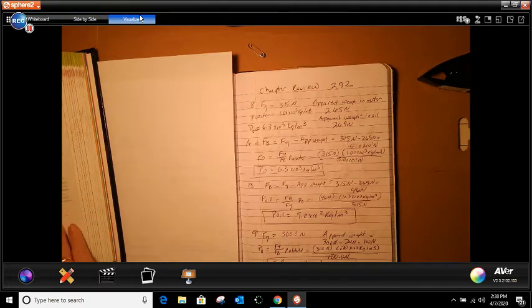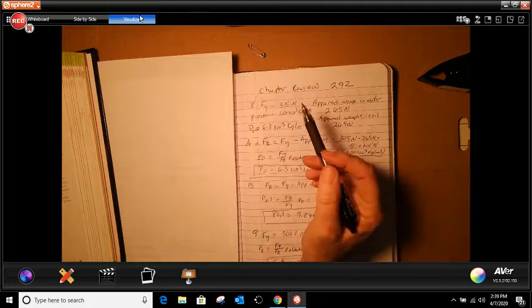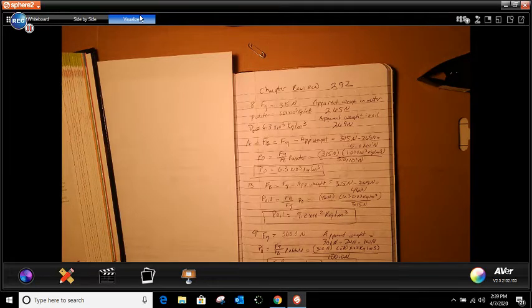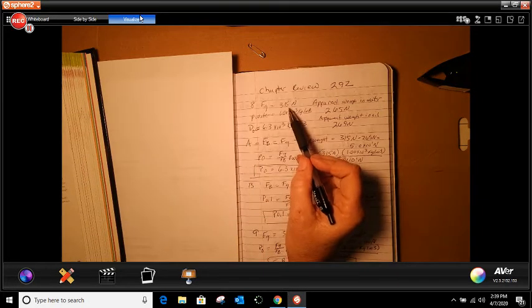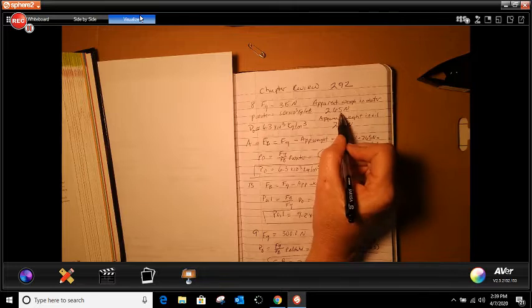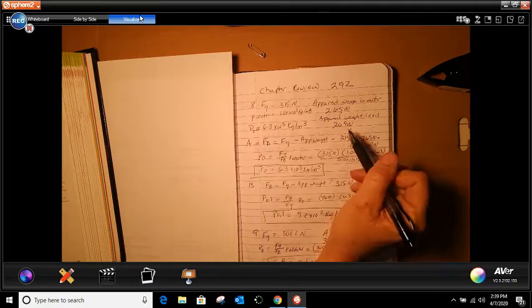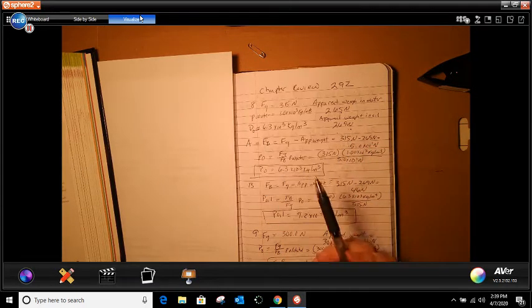Number 8 says an object weighs 315 newtons. When you tie the string connected to a balance, immersed in water, it weighs 265 newtons. That's the apparent weight in the water. When immersed in oil, it weighs 269. Find the following: the density of the object. So the first thing we're looking for is the density of it.